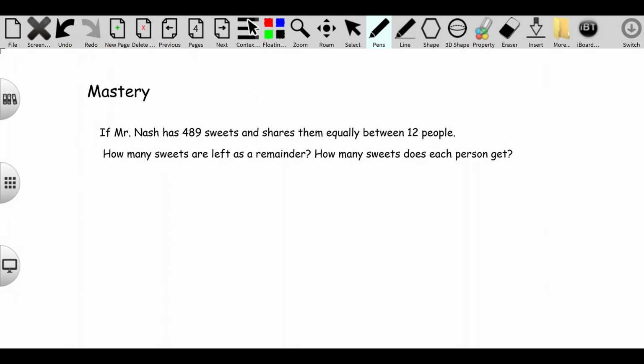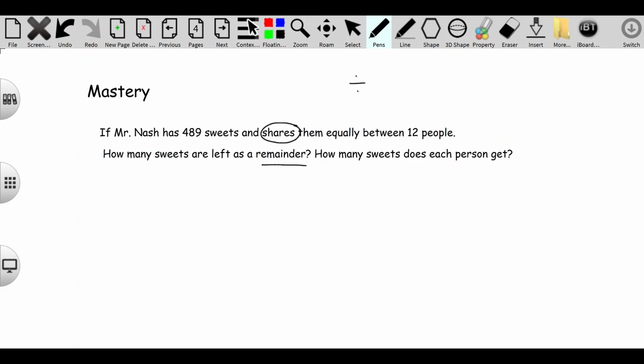Right, Mastery then says, this is a bit mean, but I'm feeling very mean today because lots of people are doing fantastically well in their maths. If Mr. Nash has 489 sweets and shares them equally between 12 people. Remember, if you see the word shares, what should you be thinking about? Here's your clue. How many sweets are left as a remainder? So how many sweets are left over?